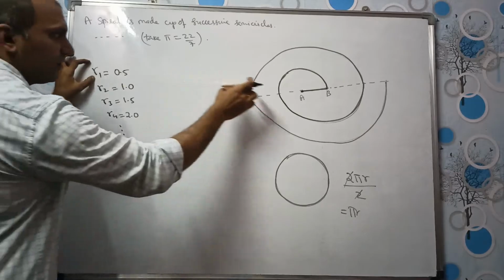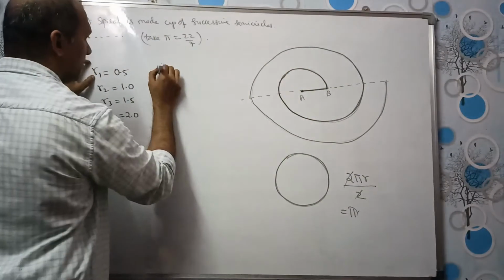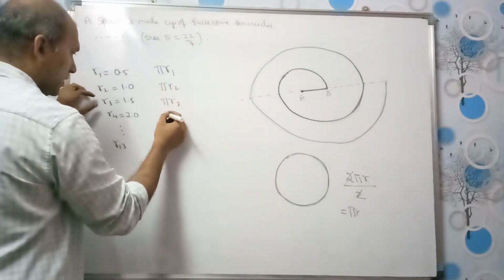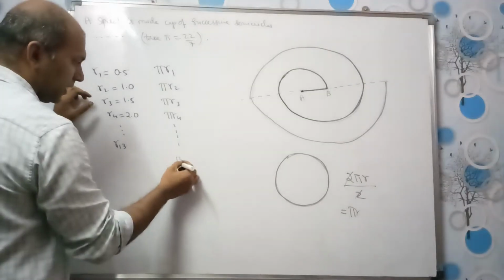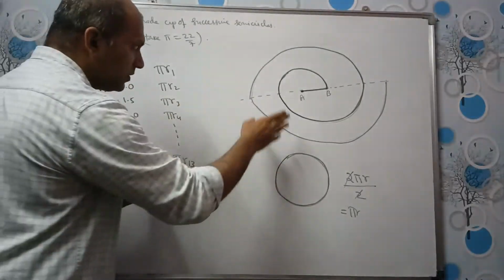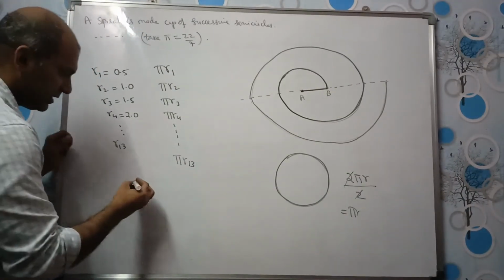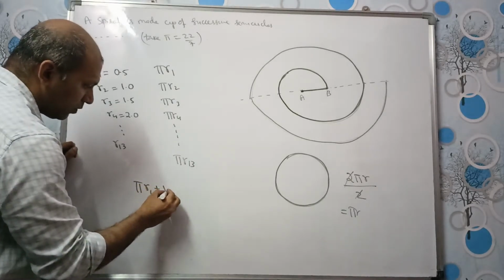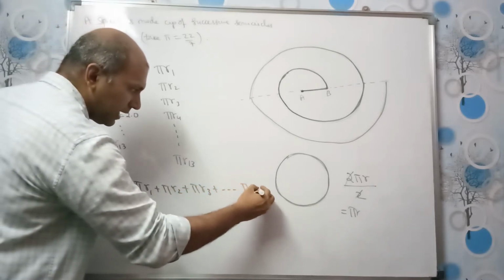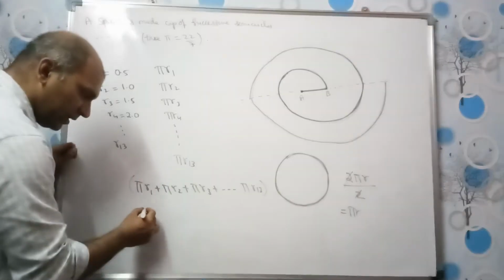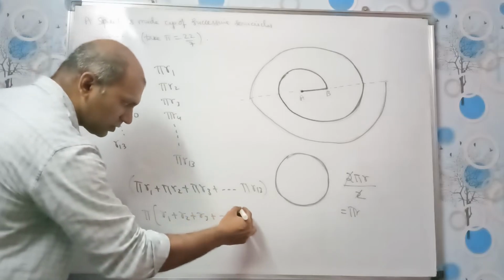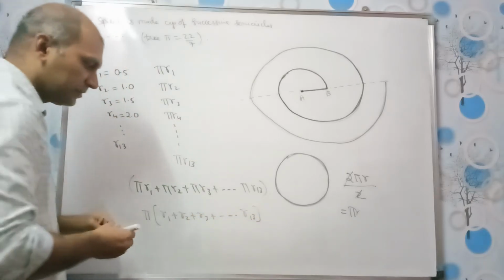So the length of the first semicircle will be pi r1. The second semicircle will be pi r2. The third semicircle will be pi r3, pi r4, and so on up to pi r13, right? So we need to find the length of the spiral. That means we need to add all these semicircles, right? So pi r1 plus pi r2 plus pi r3 and so on up to pi r13. So can we take pi common? Yes, if you take pi common, r1, r2, r3 and so on up to r13 will be left, right?